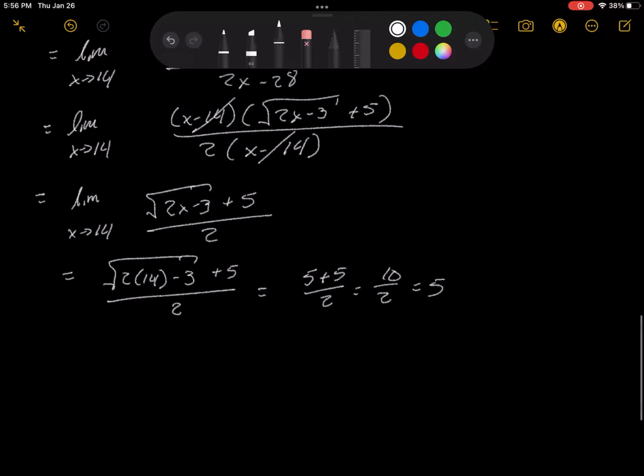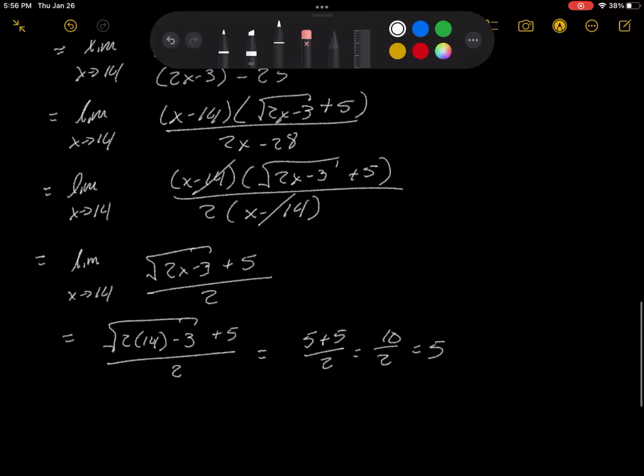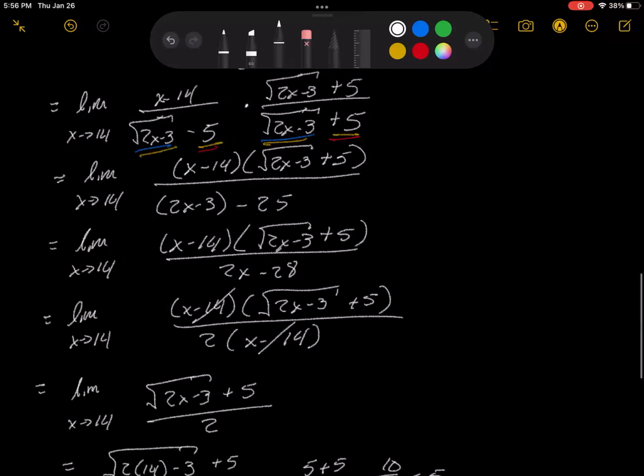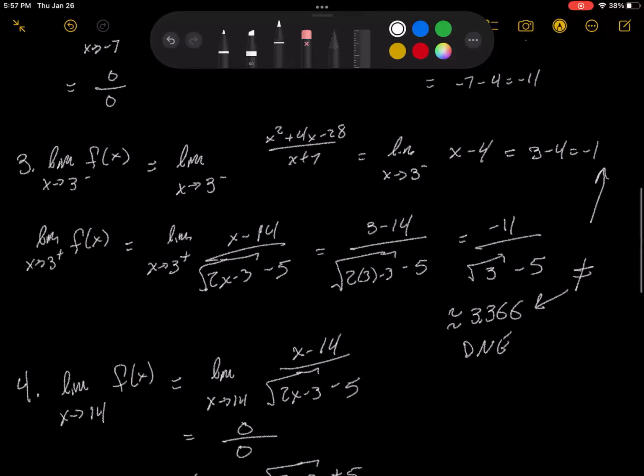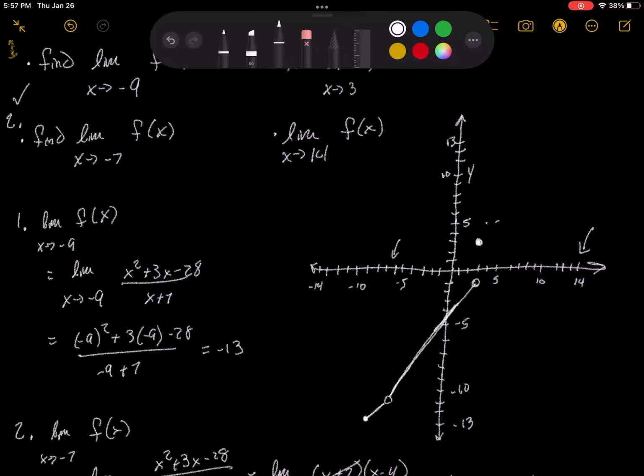So the function, as we get close to 14, where's 14? Right there. X is equal to 14 there. It's close to the y value of 5. Right, and we listen to that function for infinity.